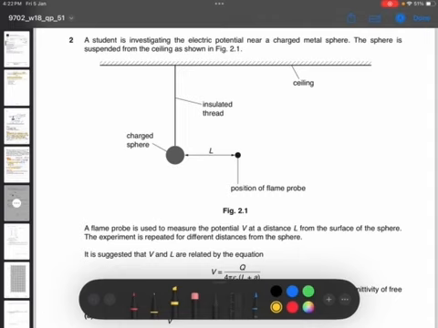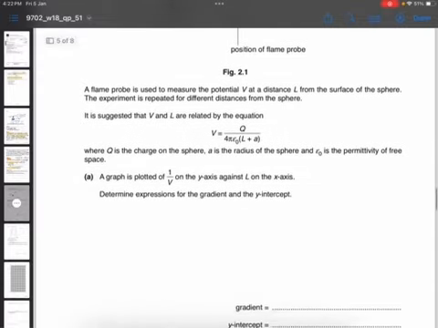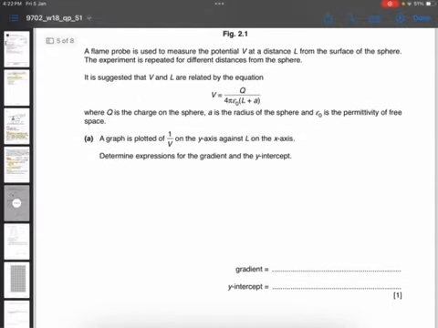It is suggested that V and L are related by the equation, where Q is the charge on the sphere, A is the radius of the sphere, and 4 pi epsilon naught is involved, where epsilon naught is the permittivity of free space. A graph is plotted of 1 over V on the y-axis against L on the x-axis. Determine the expression for the gradient and the y-intercept.